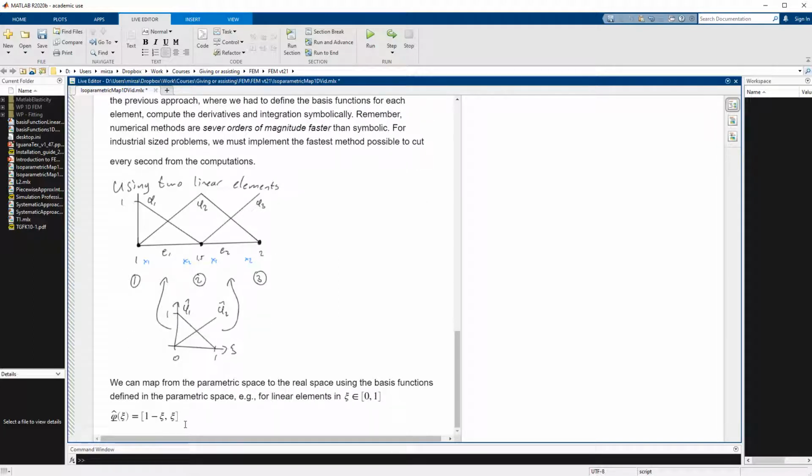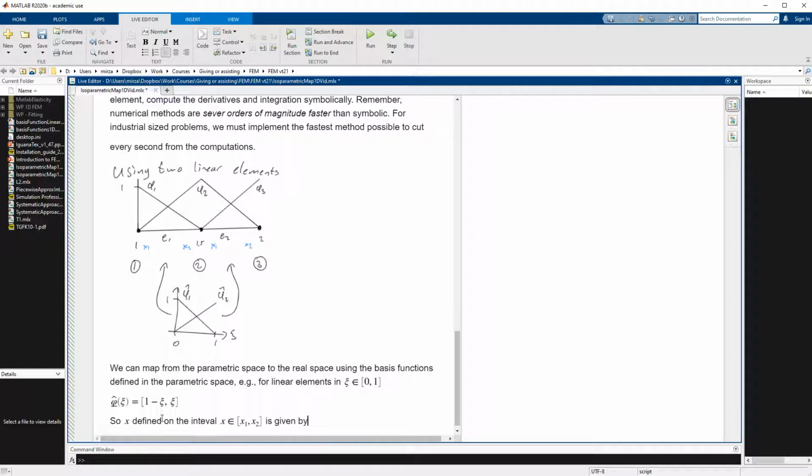We can define the map from the parametric space to the real space using the basis functions. For linear elements, where xi is in 0 to 1, our basis function is what it was when in the first lecture we ever did, basically. It's the same thing. It's just that we denote this function with hat to denote that it belongs to the parametric space, and also its variable xi. That's why I sometimes skip the hat, because if I see xi, I know, alright, parametric space. If I see x, I know, okay, real world.